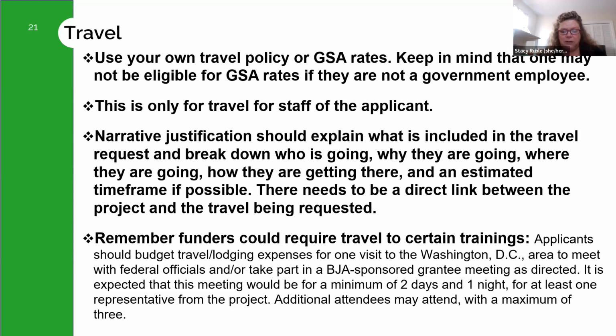There needs to be a direct link between the project and the travel being requested. So if you're requesting conference travel, then that conference needs to be specifically related to the topic of school violence prevention. And as I noted before, some funders are going to require travel to certain trainings. So I copied and pasted this from the STOP School Violence NOFO, where they specifically said you need to have travel and lodging expenses for one visit to Washington, D.C. This meeting would be for a minimum of 2 days and 1 night for at least one person from the project. Additional folks may attend with a maximum of 3. So the information I can glean from that is one visit, DC, minimum 2 days, 1 night. I have to send at least one person. I can't send any more than 3. Next slide.